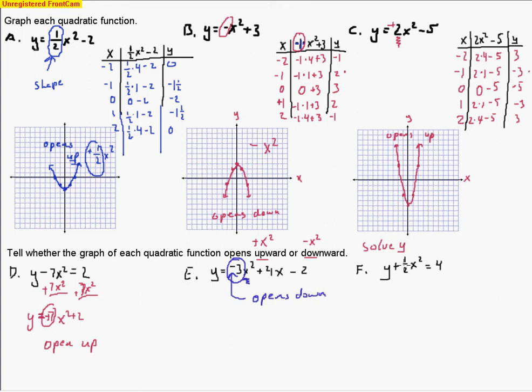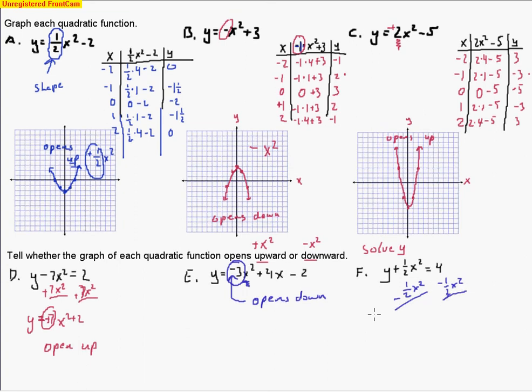And then looking at the next one, here we have to get y by itself, so you just need to do an opposite operation. Subtract that 1/2 x squared from both sides. And when we do that, we're left with y equals a negative x squared plus 4. And so which way is this going to open? Well, whenever that x squared term is negative, that tells us that we're going to end up opening down. So this one opens down as well.